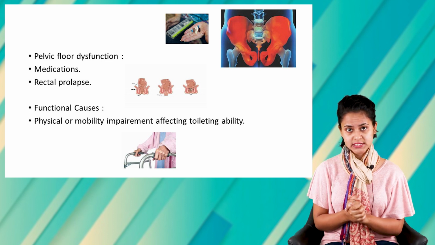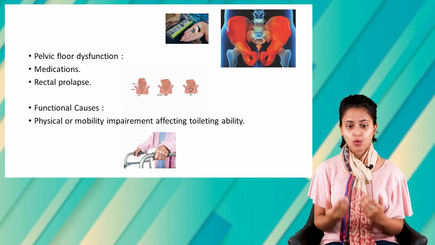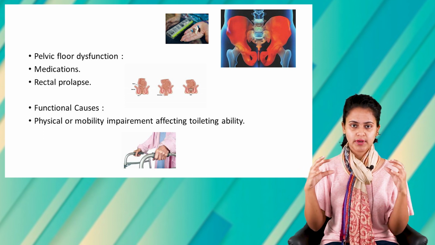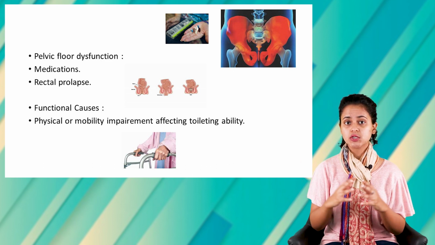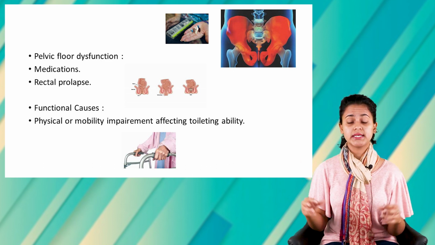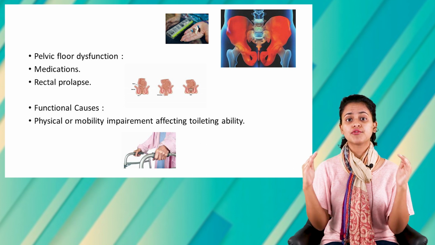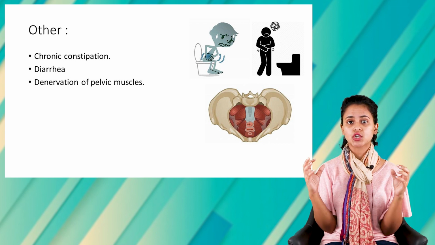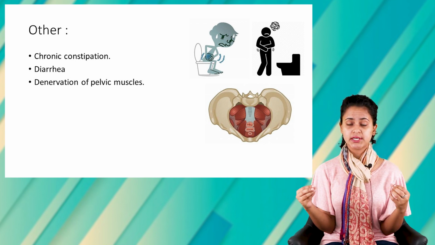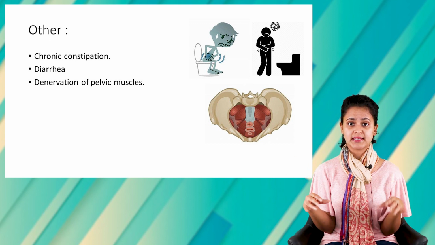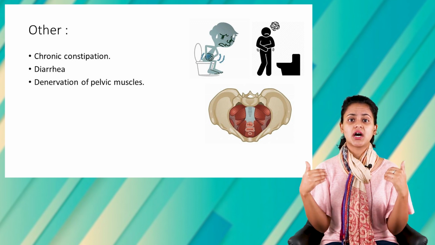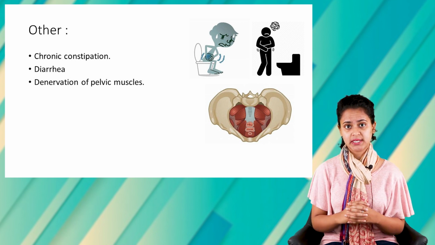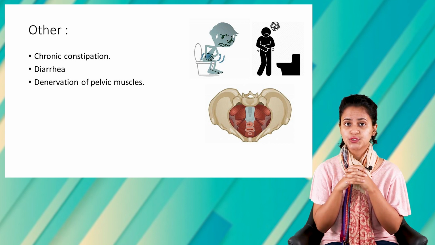The functional causes here include physical or mobility impairment, which will affect the toileting ability of an individual. This functional cause also passively will develop the condition of fecal incontinence. Now, another condition includes chronic constipation. Chronic constipation often will cause seepage of liquid stool material from the anorectal area, which can ultimately lead to the development of fecal incontinence.